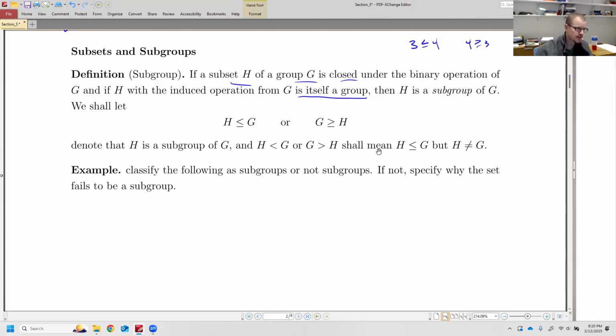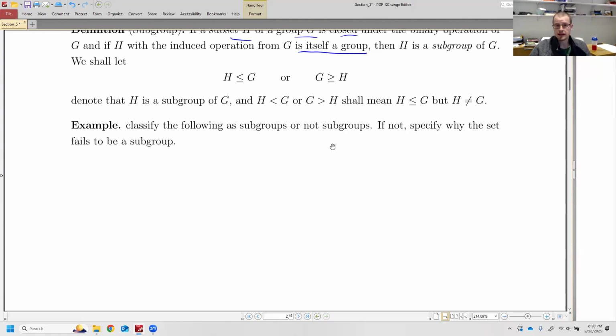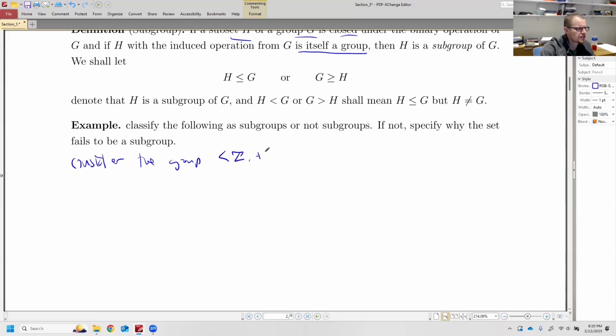So let's take a look at a couple of examples of subgroups and not subgroups. One of the subgroups that I would like to take a look at is, consider the group Z under addition. Excellent. So under addition, Z has identity 0. It's associative. It happens to be commutative, so it's an abelian group. Right? We have all these nice characteristics here.